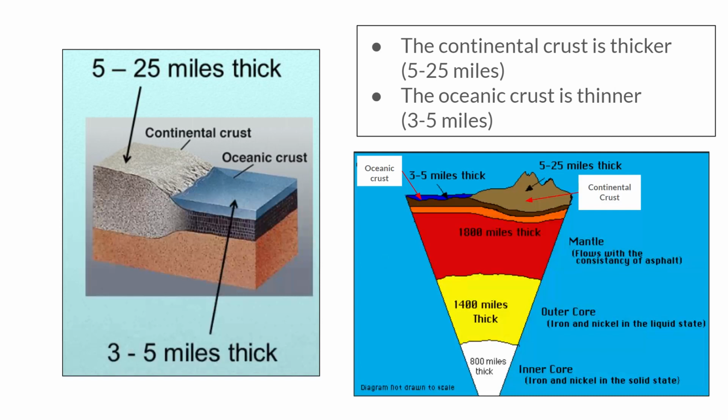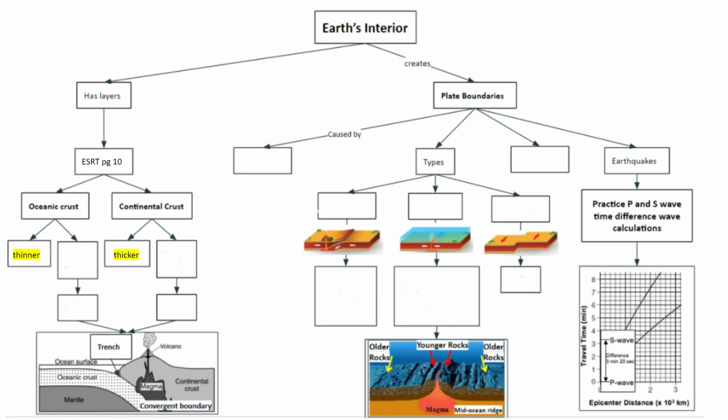The continental crust is a lot thicker than the oceanic crust, as you can see here. The continental crust is about 5 to 25 miles thick, whereas the oceanic crust is about 3 to 5 miles thick. And you can see it in this image as well. The continental crust is a lot thicker than the oceanic crust right here. So let's write that down. Pause the video if you need to. Our oceanic crust is thinner, and the continental crust is thicker.